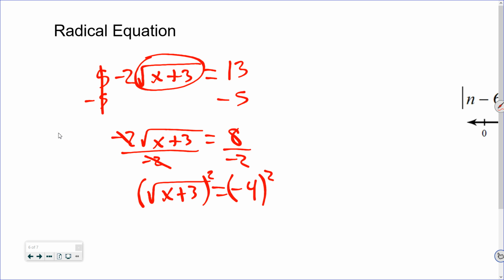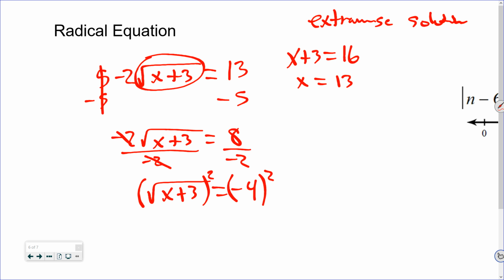So that would give me x plus 3 equals negative 4 squared, which is 16. Okay, now let's get x by itself. So we're going to minus the 3 over. x equals 13. Now, one thing to be really careful with when you solve a radical equation is sometimes you can get what's called extraneous solutions. Extraneous solutions means that you did everything right, but the answer doesn't work. So you have to check your answers on these.